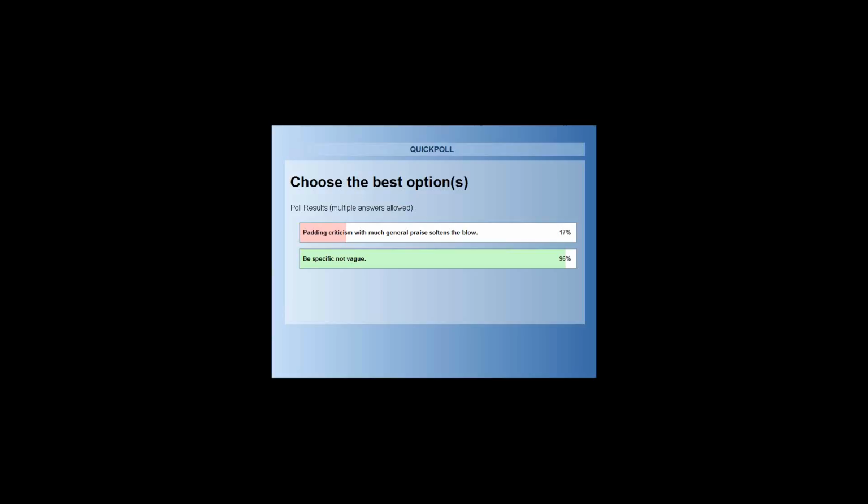Fantastic. I think padding criticism, again, makes it quite vague, and you're actually doing your teacher a lot of disservice if you're not specific and you don't have evidence-based comments to make. Could we move on to the next one, please? Sure.